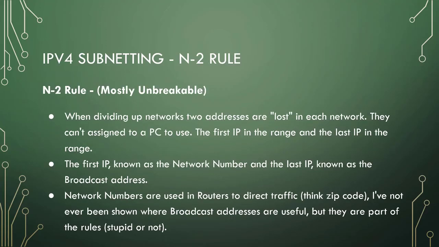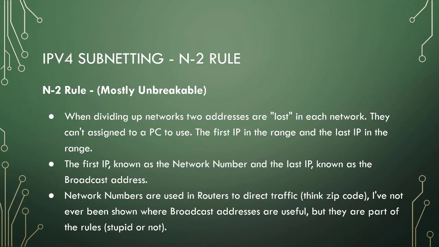The N-2 rule. And this is mostly unbreakable, and I'll cover sort of the corner cases where that's not true. When we divide our network, there are two addresses that are "lost." They can't be assigned to a PC or to a host, is the other term for that. It can't be assigned to an actual working piece of equipment. That's the first IP address in the range and the last IP address in the range. The first IP address is known as the network number, and we'll use that in routing and in talking about and referring to the entire subnet.